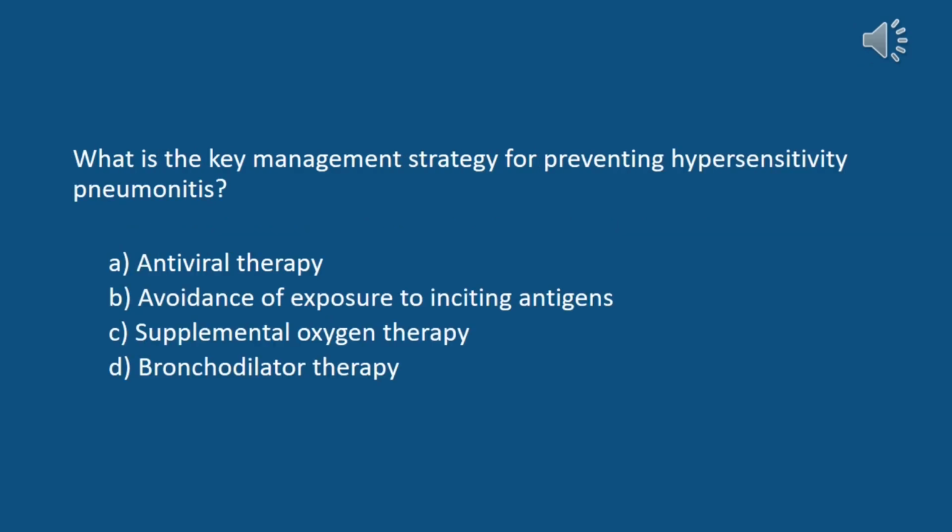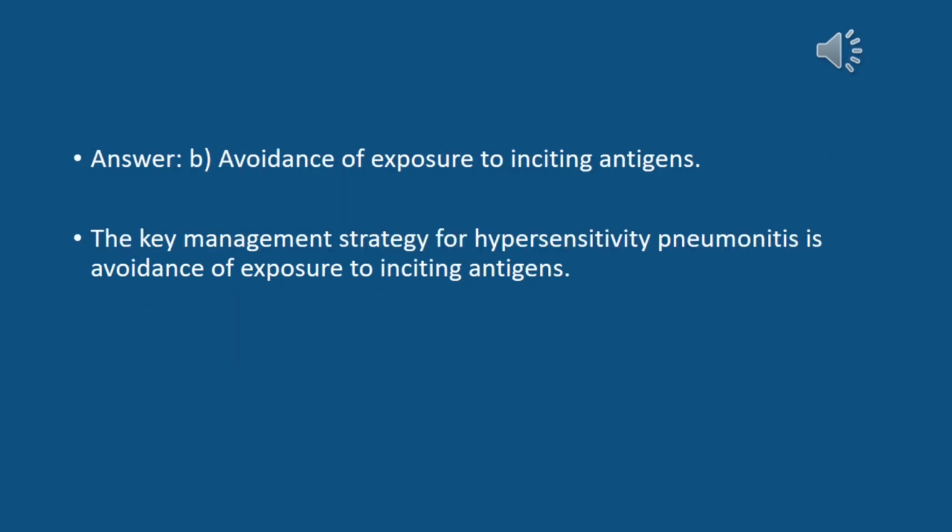What is the key management strategy for preventing hypersensitivity pneumonitis? A. Antiviral therapy. B. Avoidance of exposure to inciting antigens. C. Supplemental oxygen therapy. D. Bronchodilator therapy. Answer: B. Avoidance of exposure to inciting antigens. The key management strategy for hypersensitivity pneumonitis is avoidance of exposure to inciting antigens.